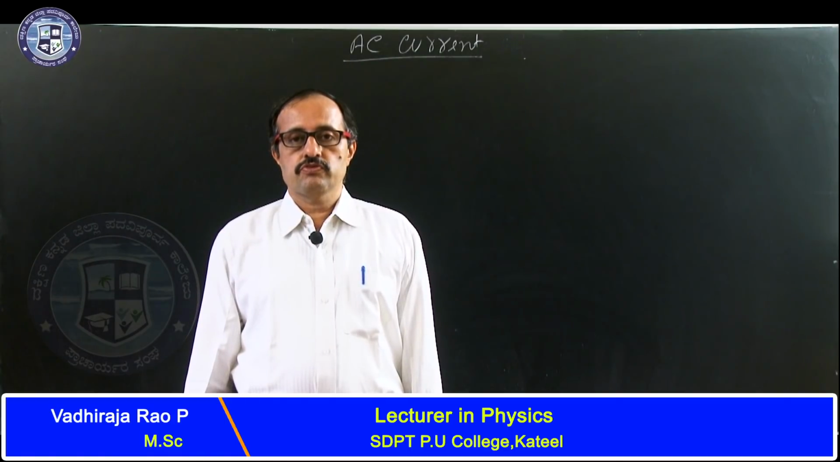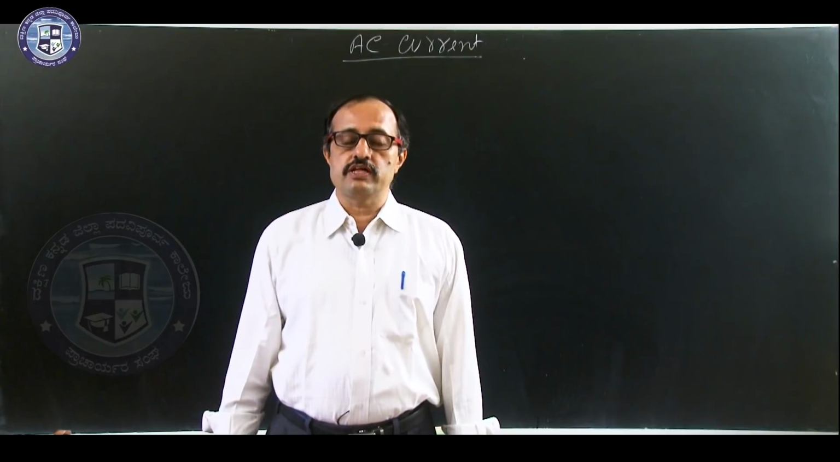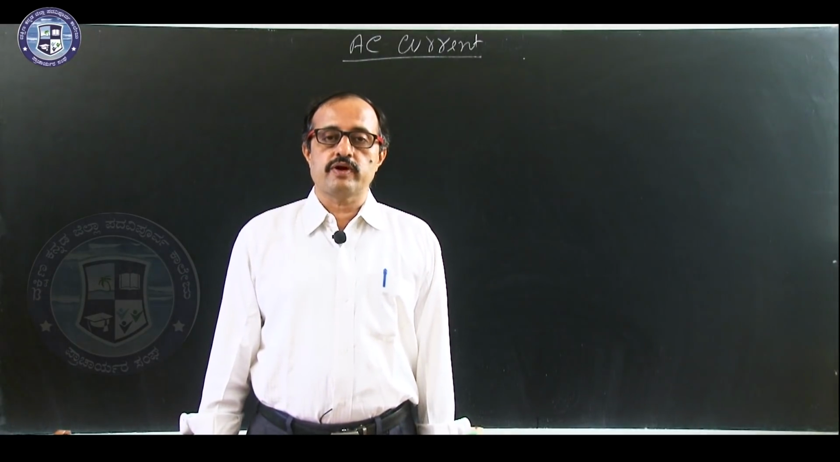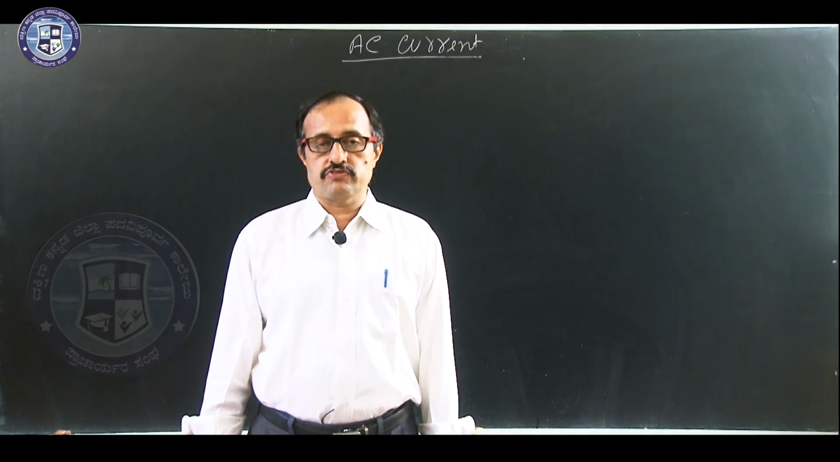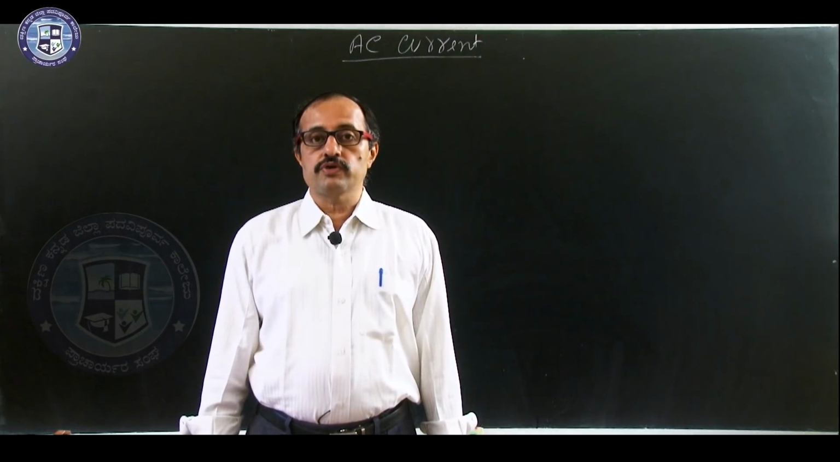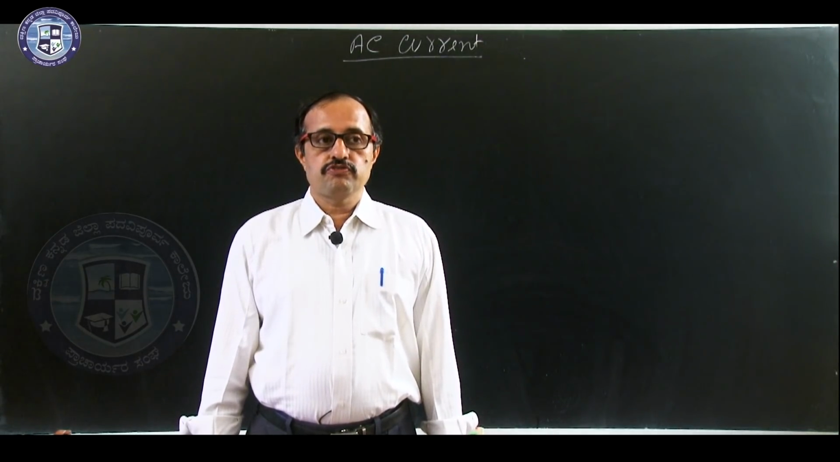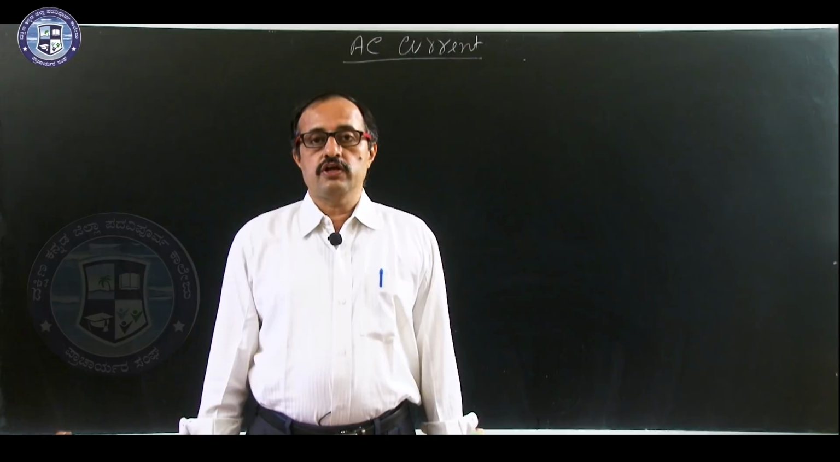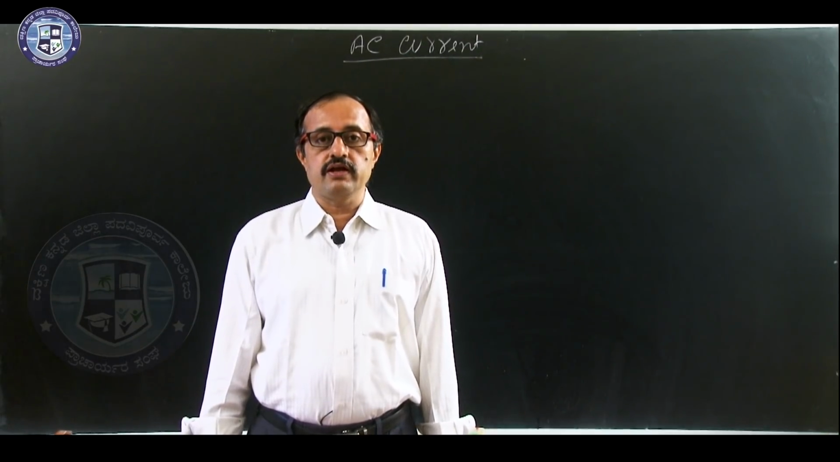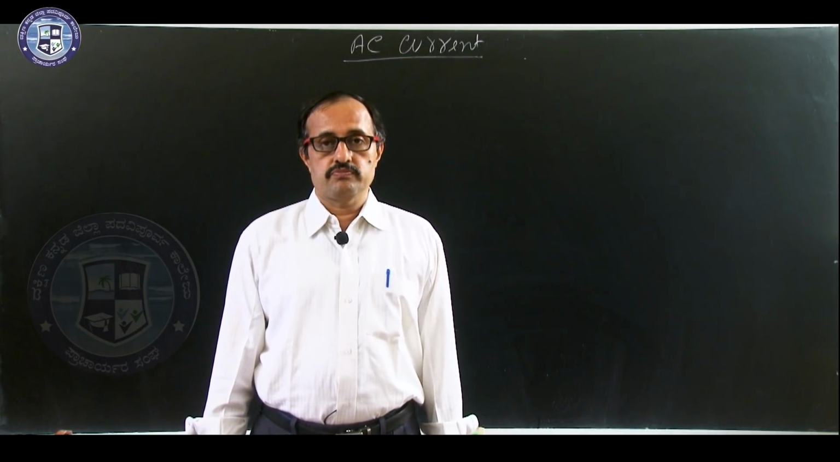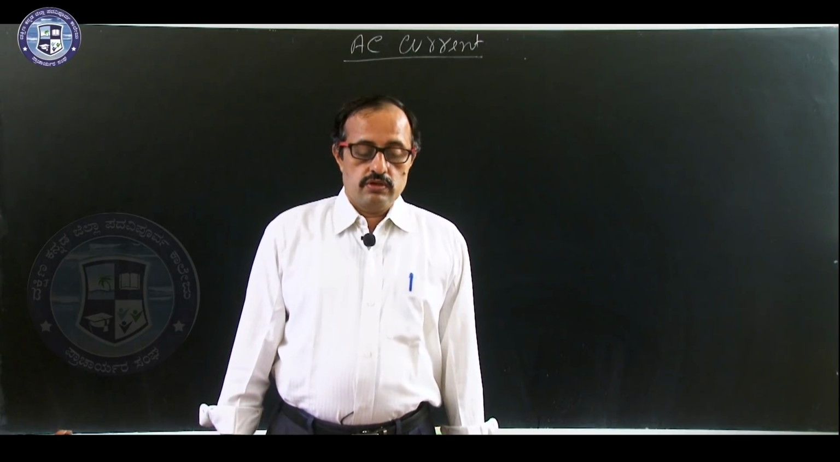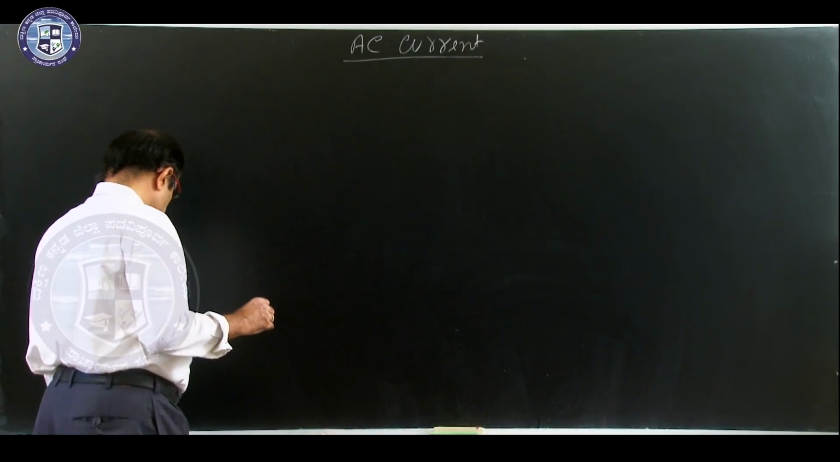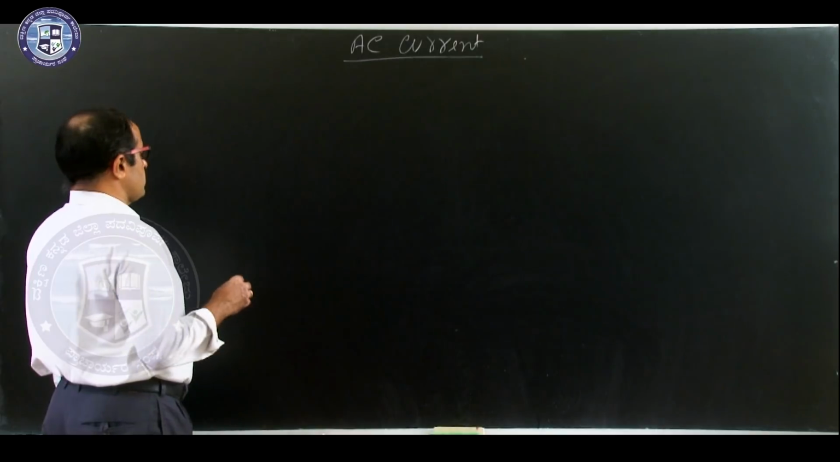Good morning students. In the last class I explained about the series LCR circuit and I derived the formula for impedance of the circuit. What is the meaning of impedance? It is the total opposition offered by the circuit for the flow of AC. It is due to both resistance and reactance part. Now, we take a glance at that discussion.